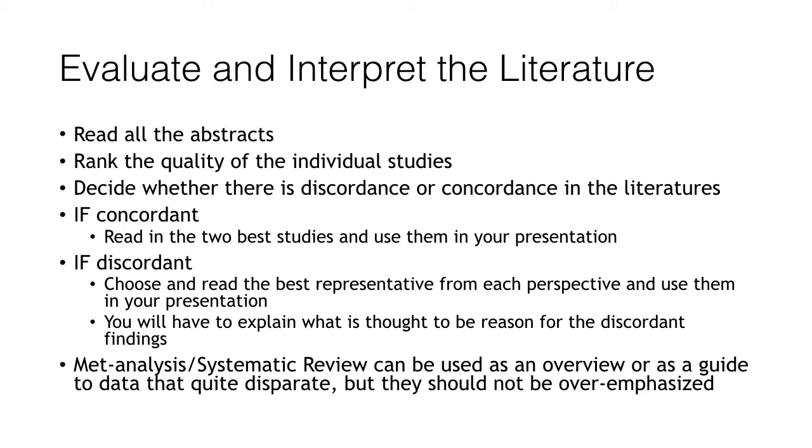If they're concordant, then it's relatively simple in that you try to pick the one or two best papers and then use them in your presentation as being representative of the best pieces of data. If they're discordant, then you should choose the best representative from each perspective and then use them in your presentation. It's going to be a little more work because you're going to have to try to explain why they're different. And it may be a good learning point for you to try to figure out why that's the case.